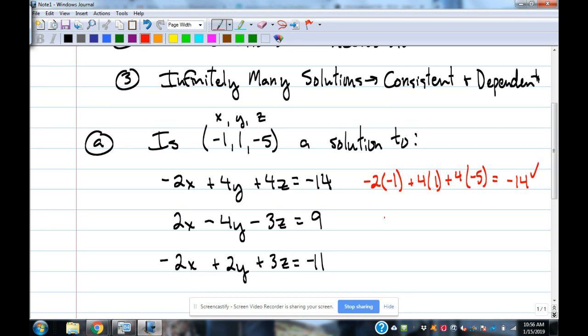Go to the second one. 2 times -1. Oops, it's a -4 times +1. And -3 times -5. And we want to see, does that equal +9 like the original problem does? So that's -2 minus 4 would be -6 plus 15. -6 plus 15 is 9. Checks in the second one. So far, so good. We've got to check one more to verify that it works.